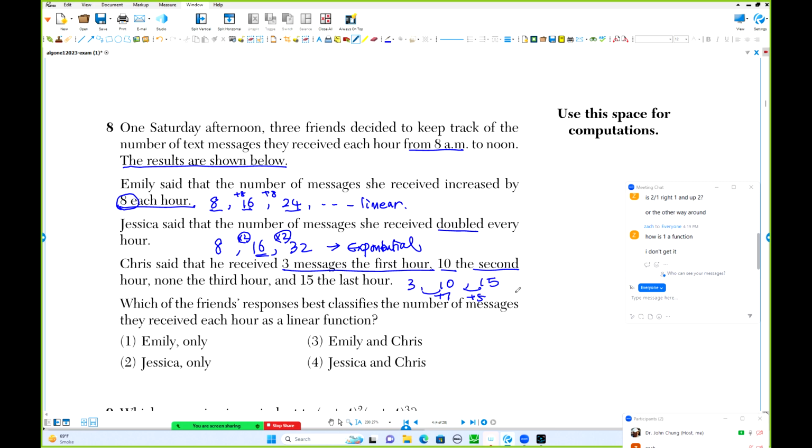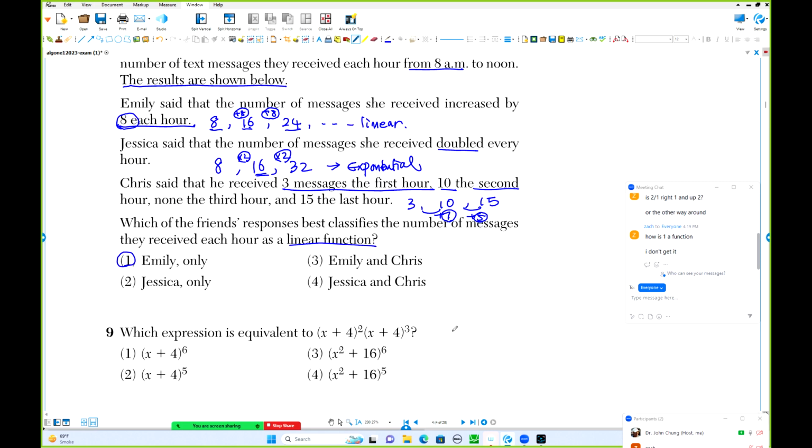Okay? Alright. Using this one, which of the friends' responses best classifies the number of messages received each hour as a linear function? Linear is what? Increased with the same numbers. That is linear, right? Emily is linear. Chris is not linear. Different numbers over here. So number 1 is correct.